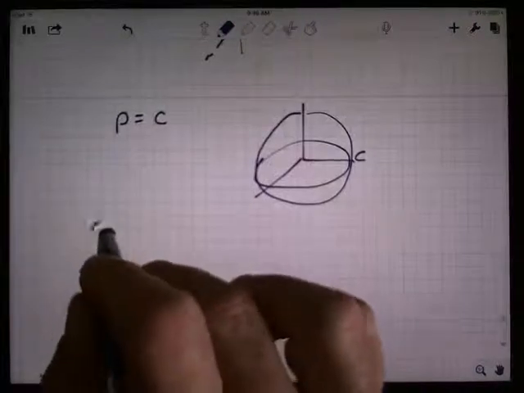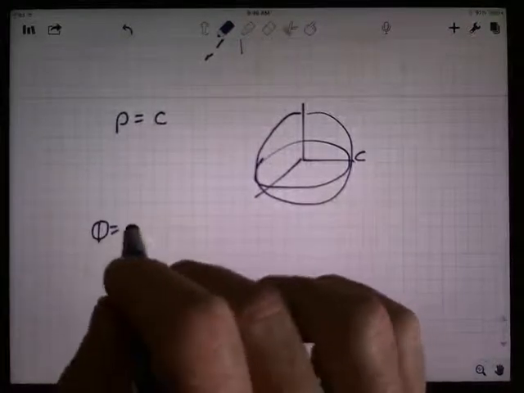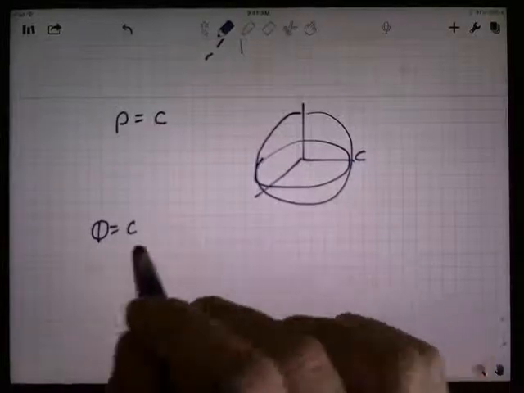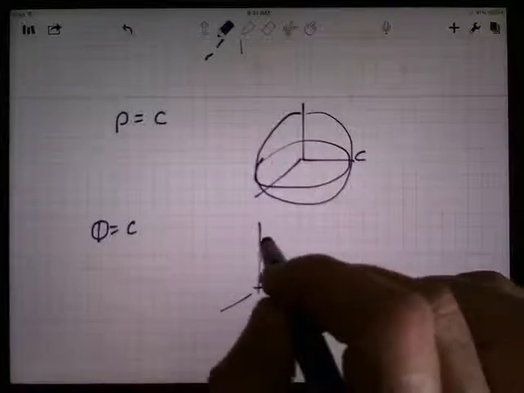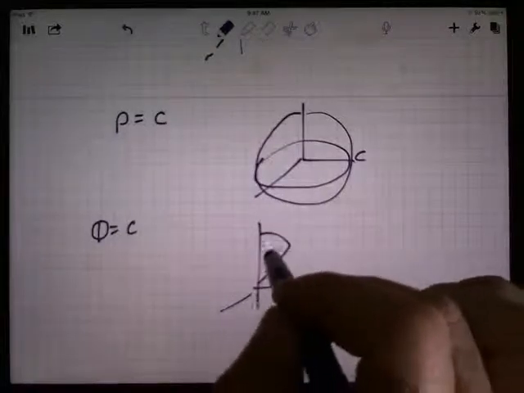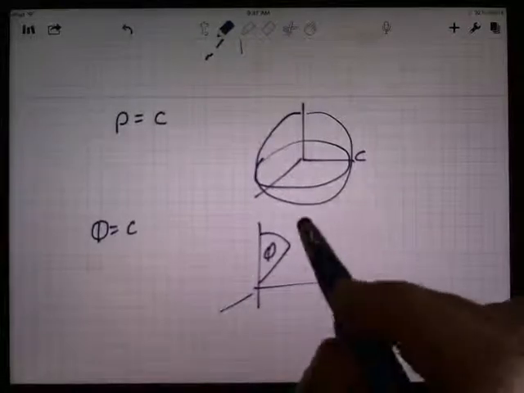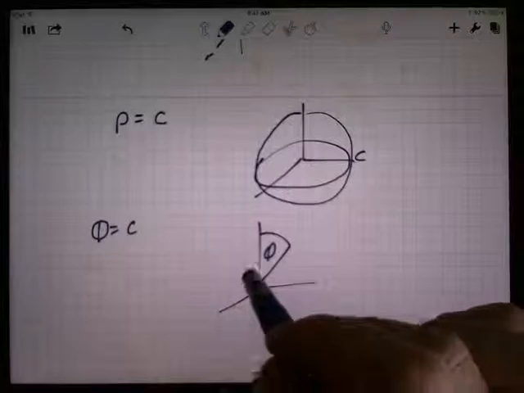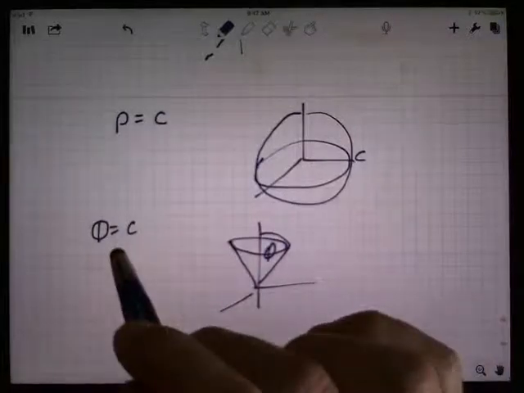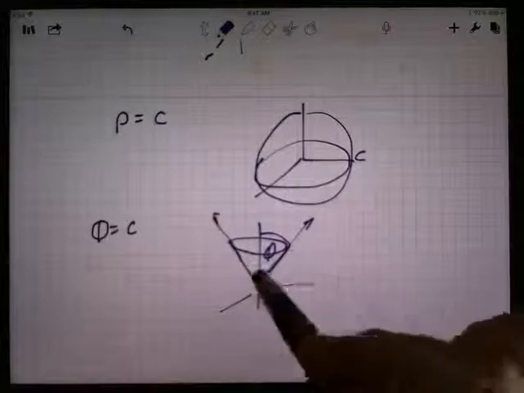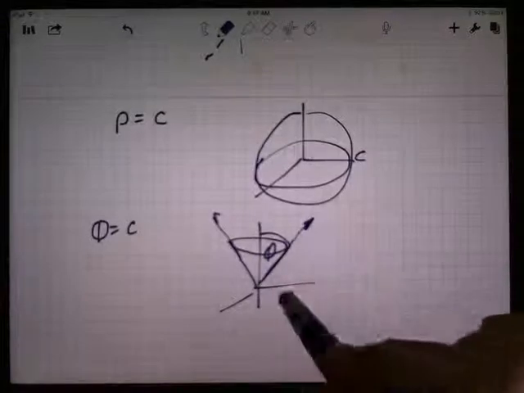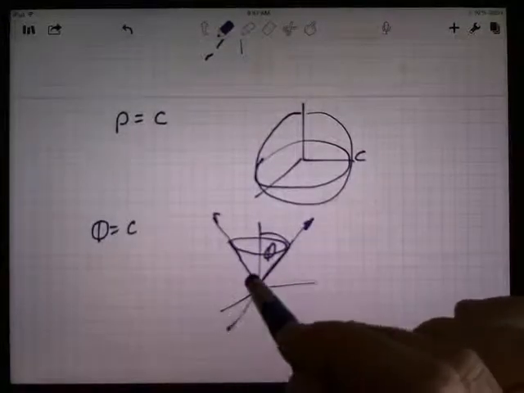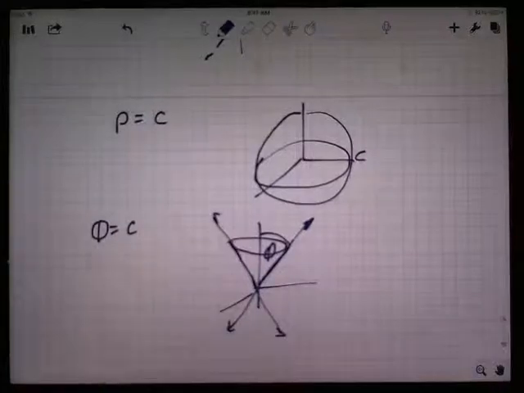How about if I have theta equals a constant? Actually, I guess that's phi equals a constant. Well, I meant to say theta, but I wrote a phi. So let's say phi equals a constant says that you have a certain angle down here, and then you don't care what theta is, so you can rotate that around, and you don't care what rho is, so you can go out as far as you want in any direction. And rho could also be negative, so it looks to me like phi equals a constant is describing a cone.